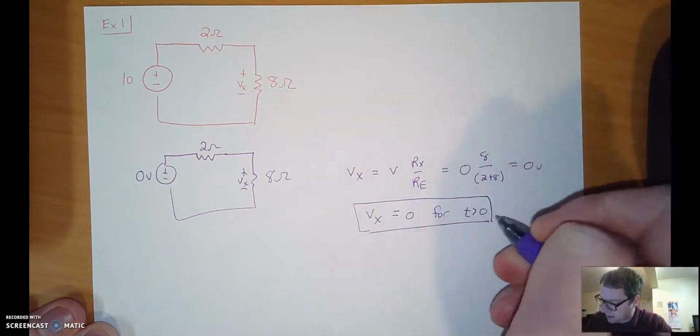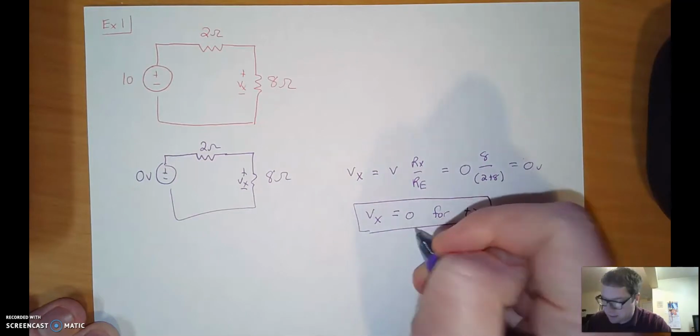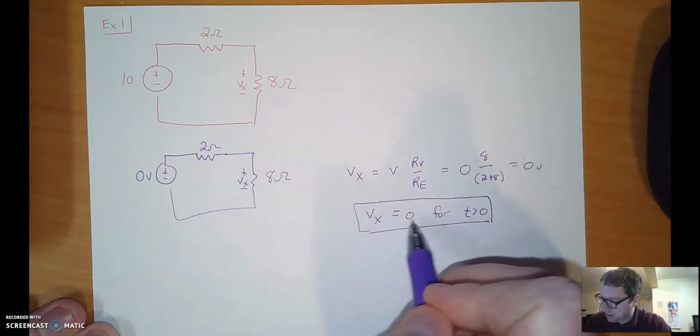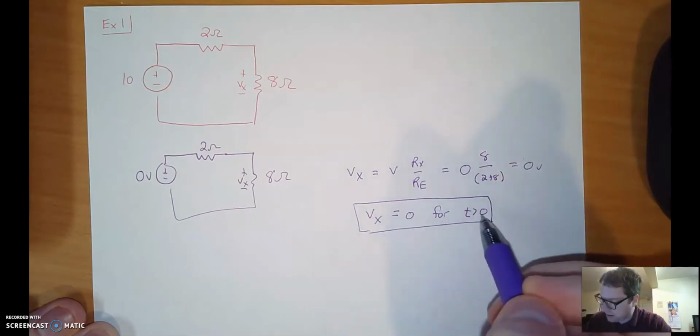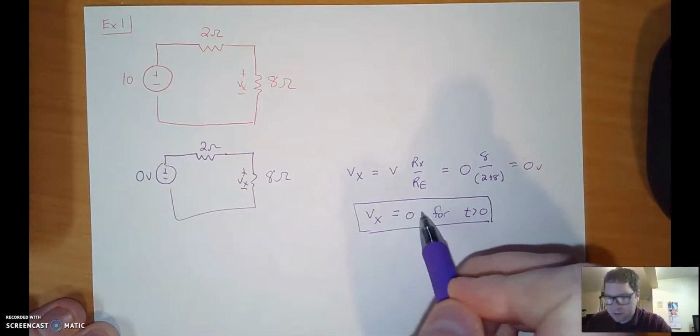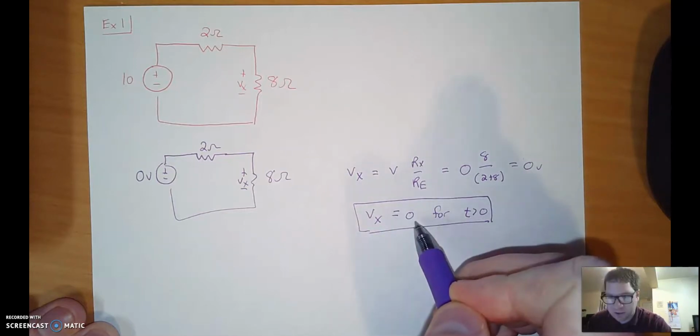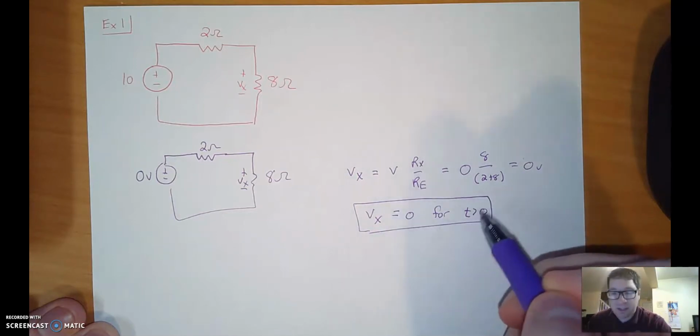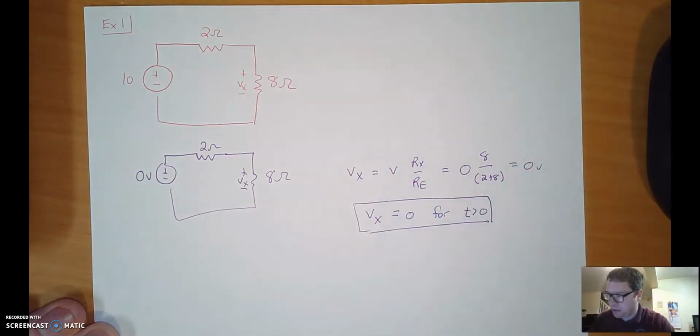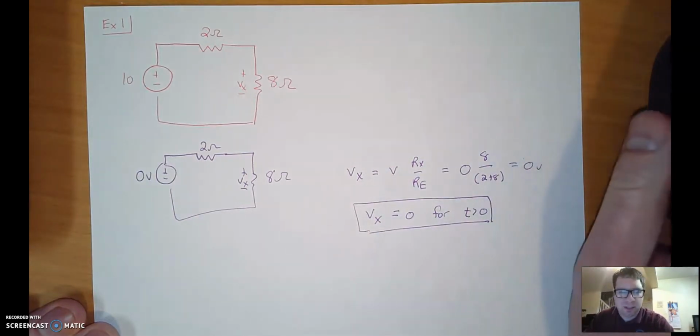A lot of times we're not going to get just a constant number. Again, this is a special case. Whenever you have just resistors, you're going to instantaneously go to whatever the new state is. Most times they're going to be curves, so it'll be some function of t. All right. In the next video, we will actually look at something that has an energy storage element in it.